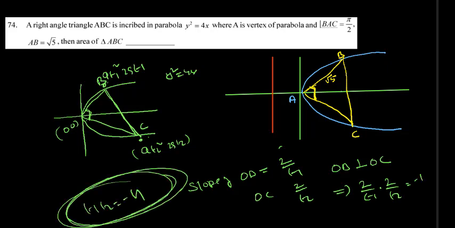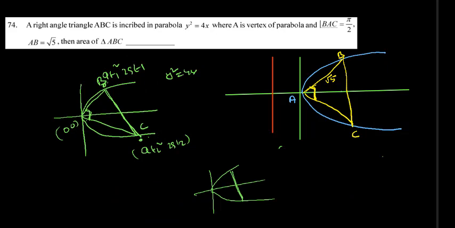This is one of the important properties. If a chord makes 90 degrees at the vertex, and one extremity is t1, then automatically the other extremity is -4 by t1, because the product is equal to -1. So this is one of the important concepts, and by using it I can solve this problem. To explain again: if a chord is making 90 degrees at the vertex, with one point t1 and another extremity t2, then the relation between those two points is t1 into t2 equals -4.